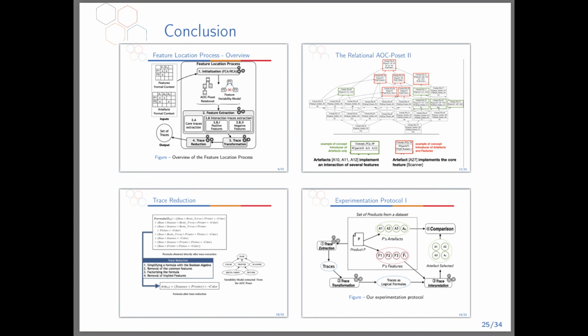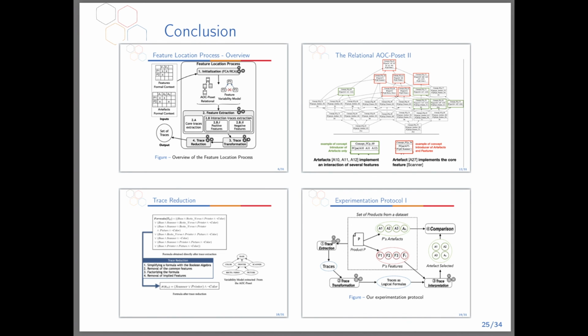In conclusion, we present in our work an automated process to extract the feature and the feature interaction in the context of a static analysis for a product family. Our technique relies on FCA and RCA to build the relational AOCEPO set from which we base our 4 algorithms to extract the trace that we present in our paper. Then we propose to reduce the length of these traces by applying a 4 steps simplification and to turn them into logical formula for better understanding.